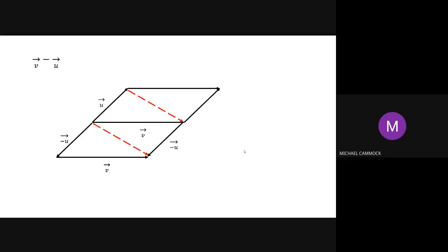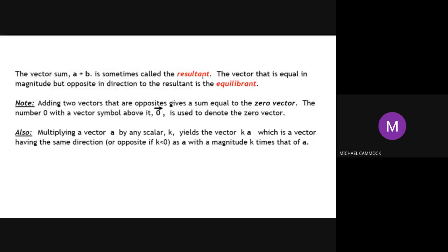Okay? So a vector sum is sometimes called a resultant. Again, just some terms that we need to know. The vector that's equal in magnitude but opposite in direction is referred to as the equilibrant. So it's like the thing that would take you in the other direction but has the same magnitude, the same length. That's what we call the equilibrant. Adding two vectors that are opposites gives us a sum equal to the zero vector. So if I added the equilibrant and resultant, I get what we call the zero vector because they cancel each other out. And sometimes you refer to the zero vector with a zero with an arrow on top of it.